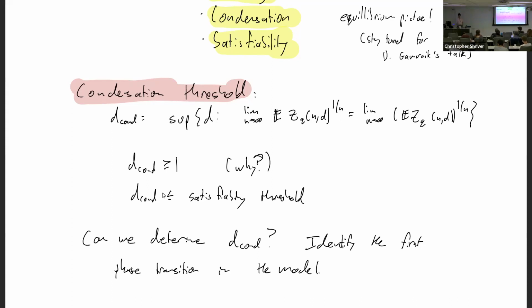Yeah, this is true. Okay, so you can think of this as the first non-analytic point of the free energy, as I described it yesterday. So the condensation threshold, in that sense, is the first phase transition in this model on the level of free energy. And the question is, can we determine the condensation threshold for this model?